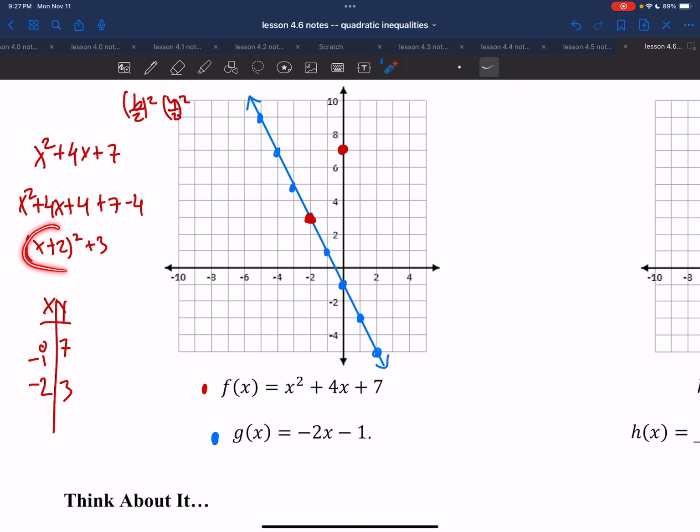If I plug in negative 1 right here, negative 1 plus 2 squared plus 3. Negative 1 plus 2 is 1, so 1 squared plus 3 is 4. So when I plug in negative 1, I get 4. Beautiful. And since I know that this point right here is the vertex, I can mirror, an axis of symmetry business. Why did it get rid of that? Whoa, what? Okay, don't just erase that. All right, so I'll mirror these points over.